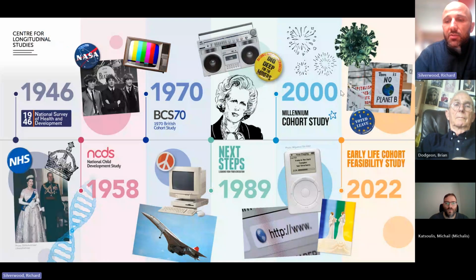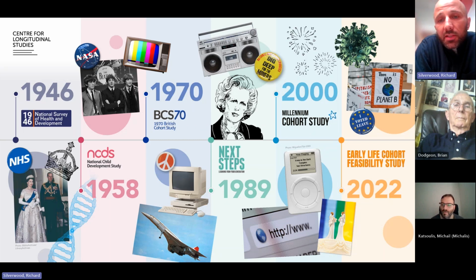So as I say, at CLS, we run a number of different national cohort studies. So the four in the middle here are our core cohorts. So the National Child Development Study, NCDS, follows individuals born in 1 week in 1958. The 1970 British Cohort Study, BCS 70, that we're going to be discussing today, follows individuals born in 1 week in 1970. Next Steps follows individuals born in 1989 and 1990. And the Millennium Cohort Study follows individuals who were born between 2000 and 2002.